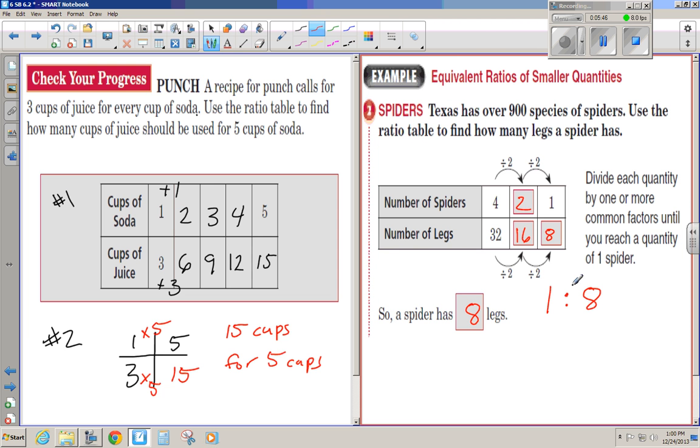Now, something you'd want to do for this is say, all right, well, now I want to have 900 spiders. The way you would set this up is to simply multiply by 900 on both parts of the ratio. And you'd see that 900 spiders should have 7,200 legs.